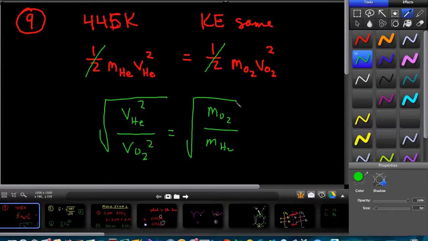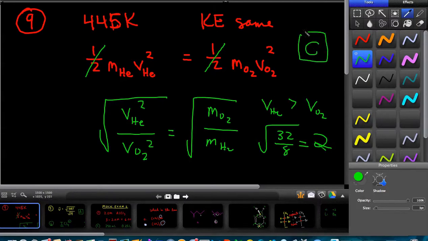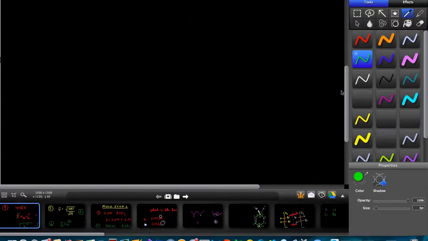So we know that the velocity of helium is going to be greater than the velocity of O2. And by the square root, it would be the square root of 32 over 8. About twice as fast, actually. So the best answer will be answer choice C for number 9. Smaller molecules move faster.